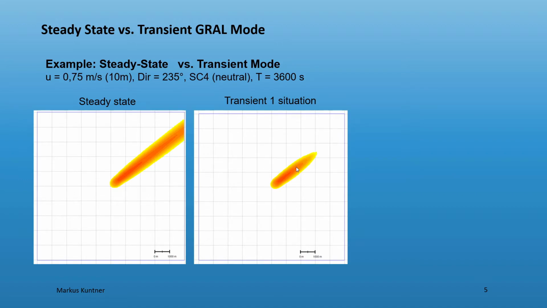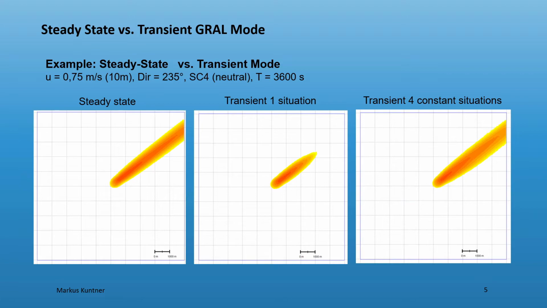Now if we calculate 4 constant situations with this wind direction, wind speed and stability class, then we will get this plume in the transient mode. There's a low additional diffusion due to the calculation method, but it's very similar to the steady state plume.